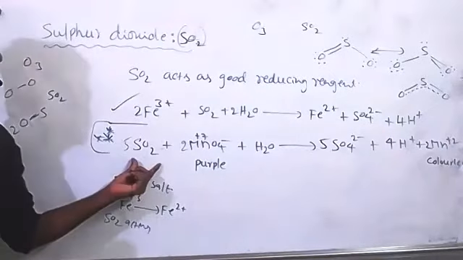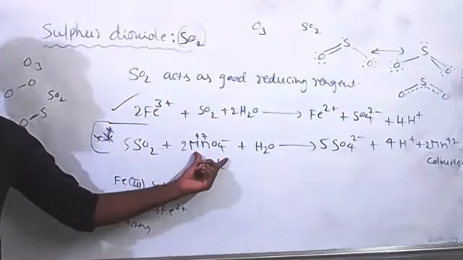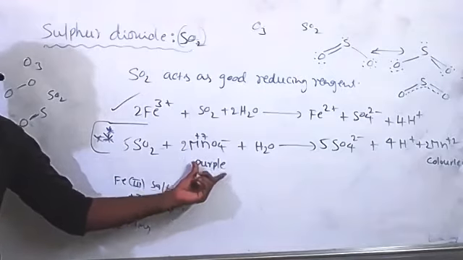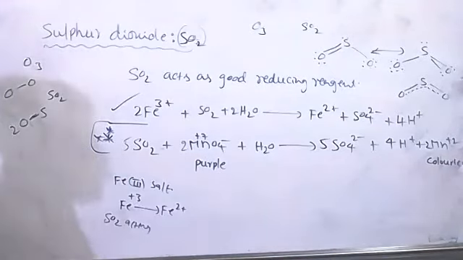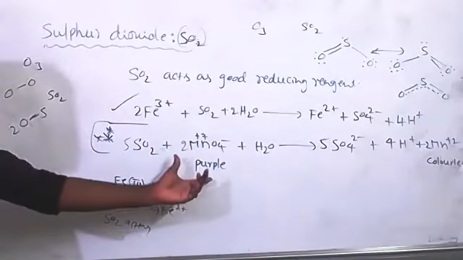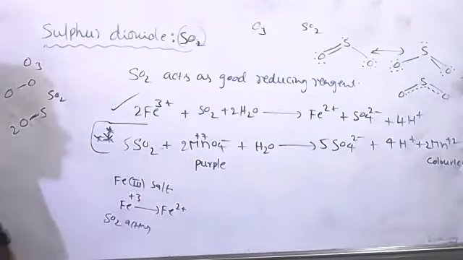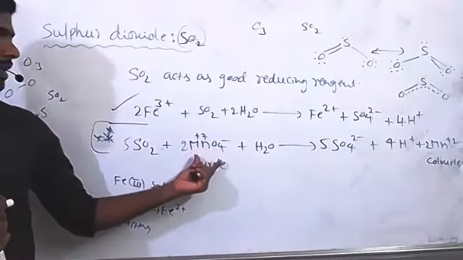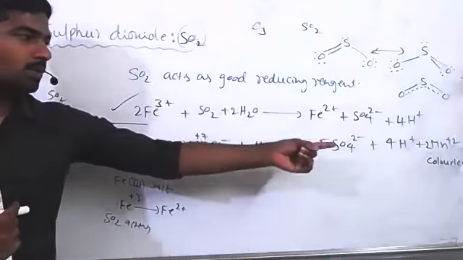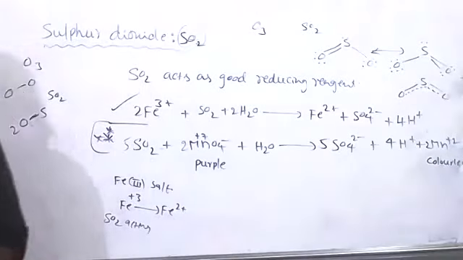Sulfur dioxide gas is passed through potassium permanganate solution. The purple color of potassium permanganate decolorizes. So this reaction indicates the presence of sulfur dioxide. The principle involved is that sulfur dioxide reduces the permanganate ion to Mn2+ ion, manganese plus 2 ion.